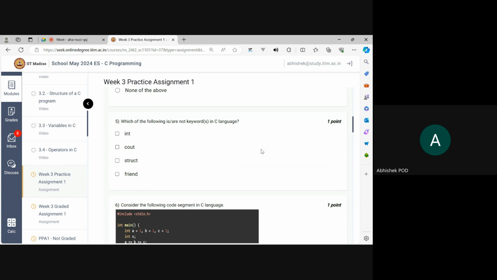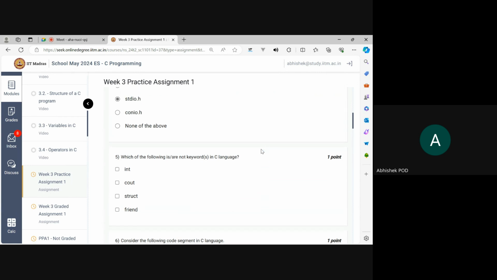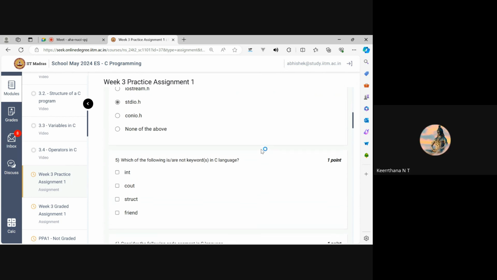Cout. Okay, so sir, just like cout is used in C++. Exactly. So cout is the replacement of printf in C++ language. In C, you use printf in order to show something. In C++, you use cout. So cout is not a keyword in C language, it's a keyword in C++. So it's a correct answer for this particular question.